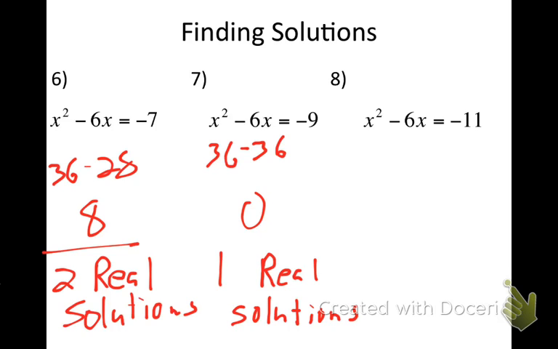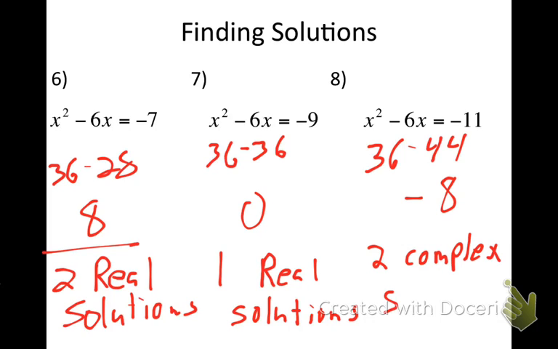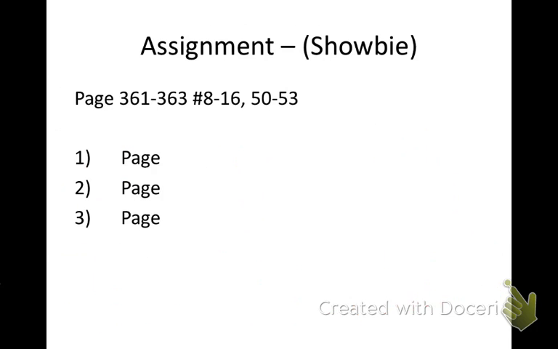Thank you. And then number 8. Colin, what'd you get when you simplified it down? You do get negative 8. I think you get 36 minus 44, right? Which then gives me what? 2 complex solutions. The reason they're all negative is that it's basically the same problem. They just changed up the constants, just to show you the difference in it. Nice job. Here is your assignment.